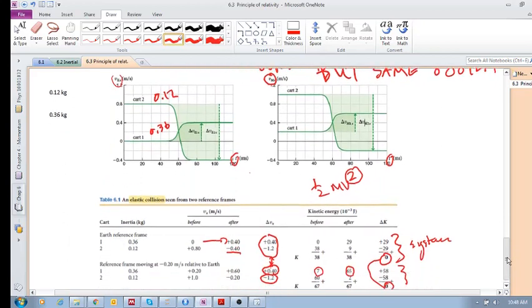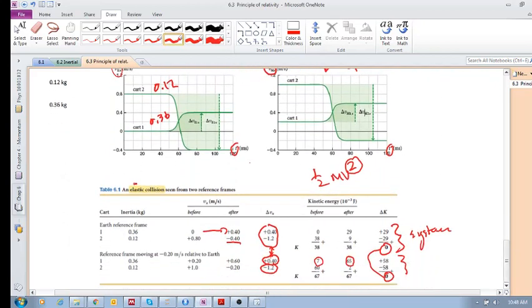So that is that. By the way, this is an elastic collision. Okay, that is an important point. It's an elastic collision. Did you hear me say it was an elastic collision? Which means obviously that no kinetic energy has been converted into internal energy.